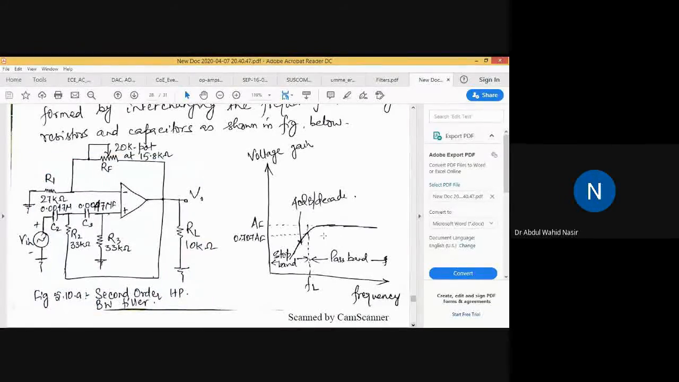You can also see the frequency response here, and here you will have FL, the low cutoff frequency. You should always remember that in a low pass filter you have FH, the high cutoff frequency, whereas in the high pass filter you have FL, the low cutoff frequency. And see the gain: the slope of this attenuation is 40 dB per decade, because it is second order. For first order it will be 20 dB per decade. Clear?